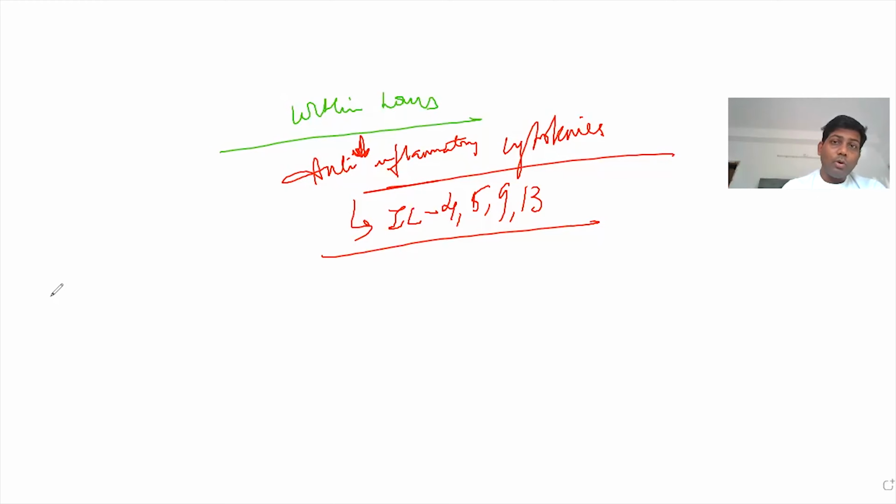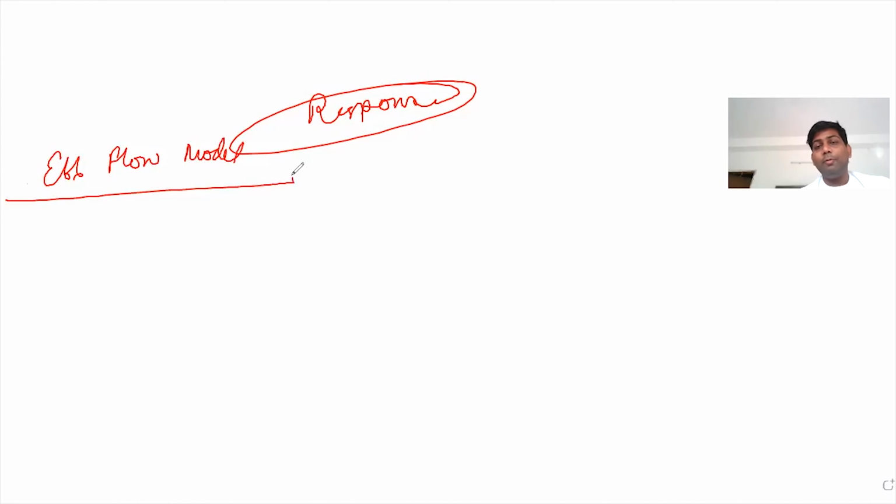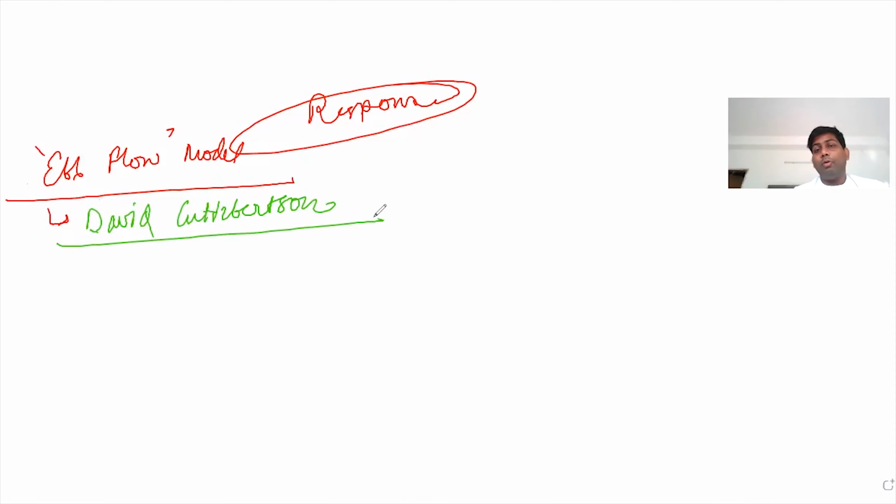Now, how does this response occur? When we talk about the response to injury, there is one very important model that should be understood, which is known as the ebb flow model. This concept was given by a scientist, which is again asked in the exam. The name of the scientist is David Cuthbertson.